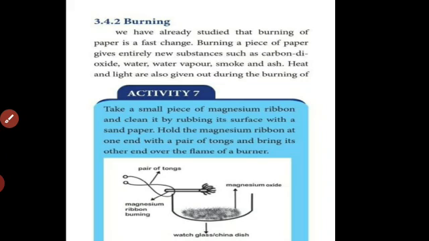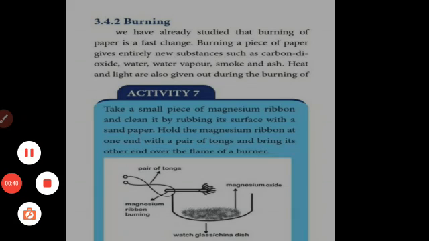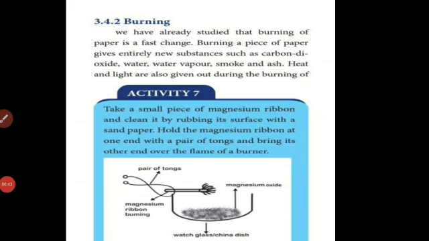I will just recall: changes that occur with the formation of a new substance with different chemical composition, or transformation of a substance into another substance with the evolution or absorption of heat or light energy, are termed chemical changes. Examples: rusting of iron, burning, curdling of milk, reaction of baking soda with lemon juice, and fermentation are some examples of chemical changes.